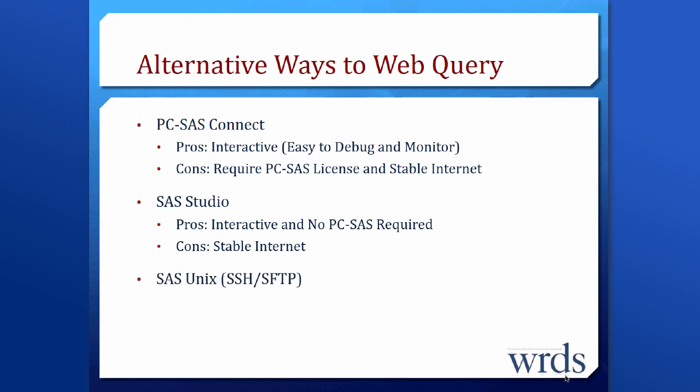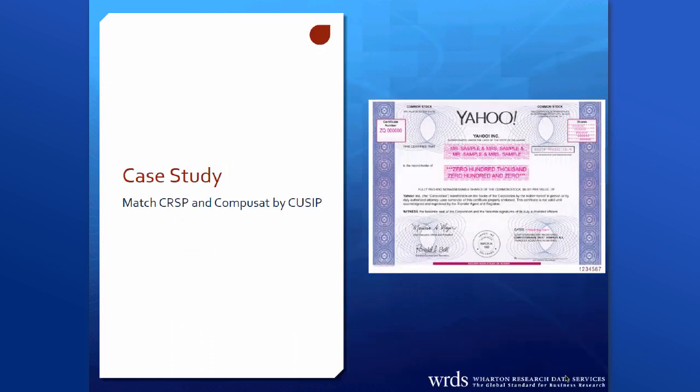And the next one is the SAS Unix interface, or SSH/SFTP interface. The most outstanding benefit of this interface is that you don't need a very quick internet, but the problem is it's not interactive. You cannot exactly know what you are doing, what kind of data you are generating, and at which stage your code is running. So today I'm going to show you how to use each of those alternative ways by using a case study.